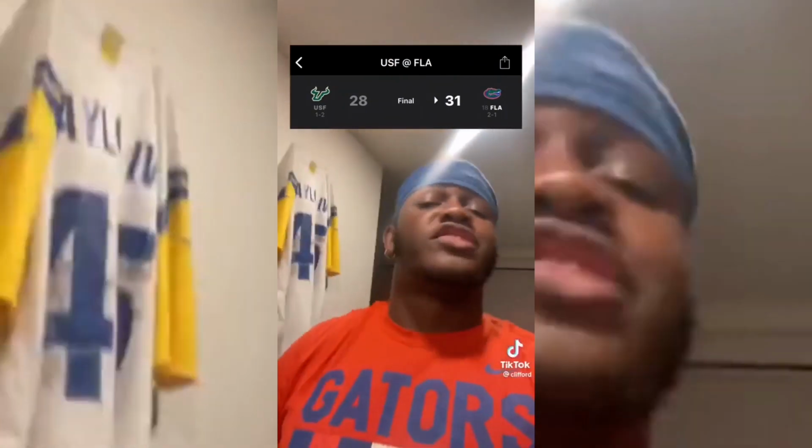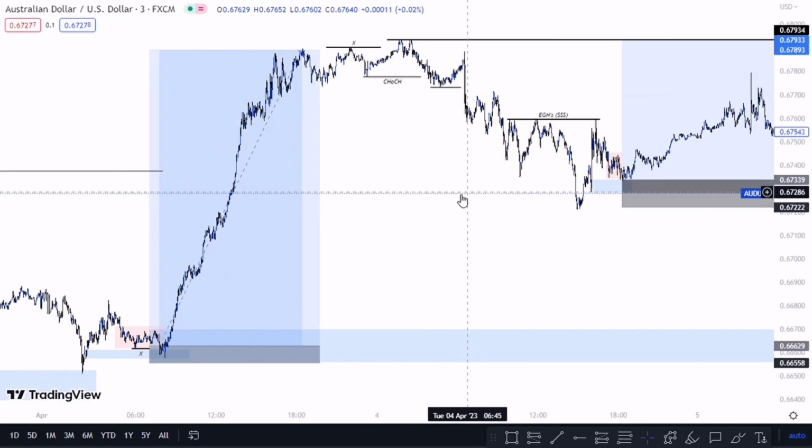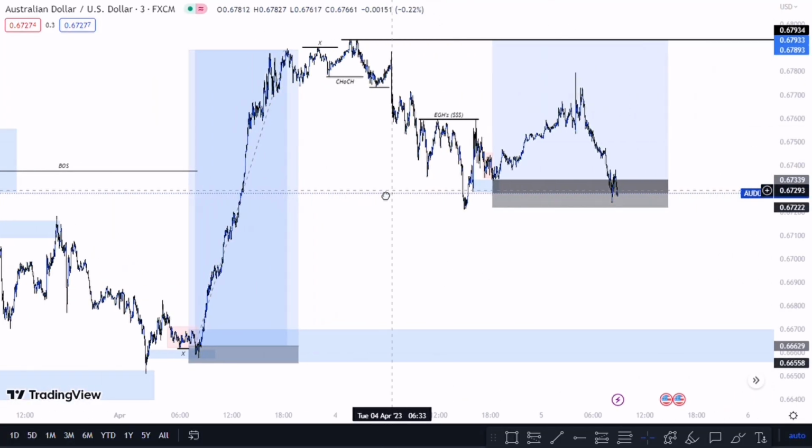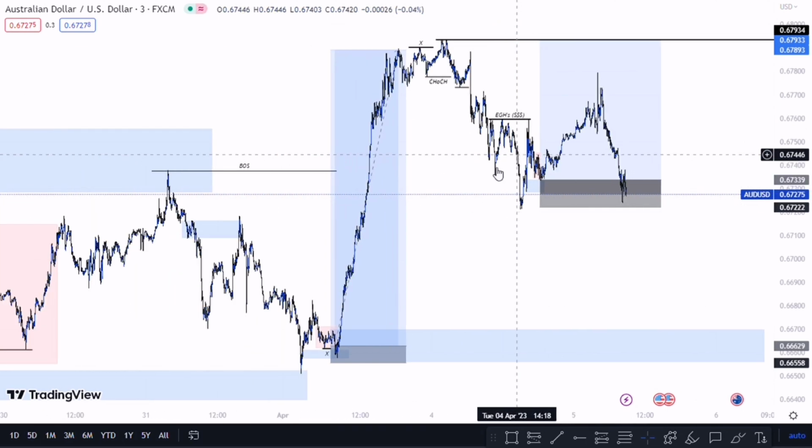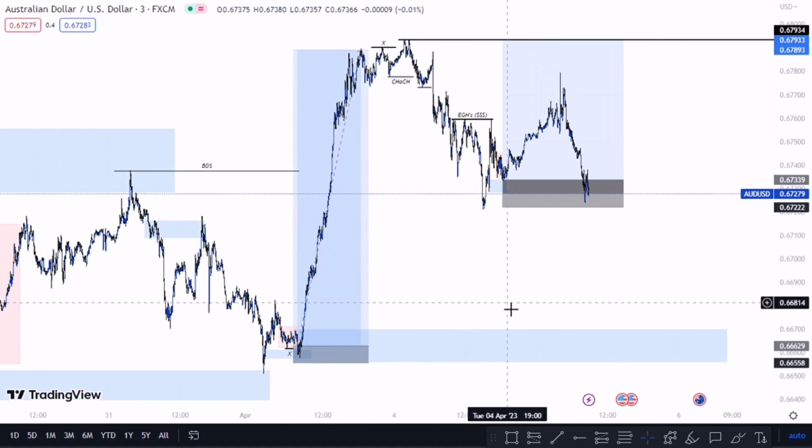A win is a win. I don't care what y'all say. A win is a win. But this was a very beautiful trade. It had all the criteria that I need for me to take a trade. This was a very beautiful trade, no regret. Even though it took us out at break even, this is something that I call a win.